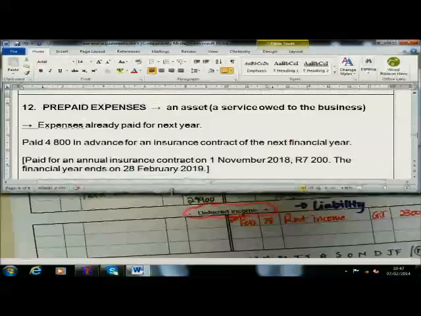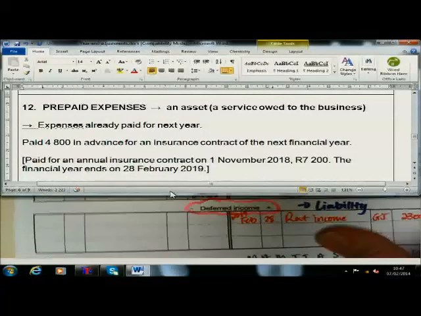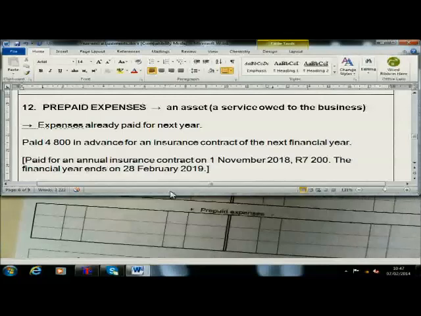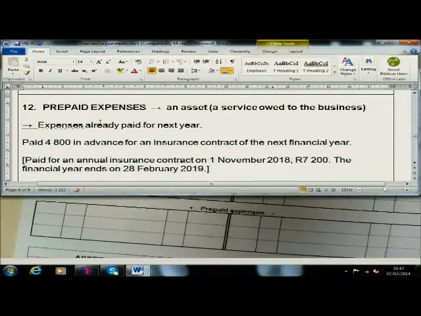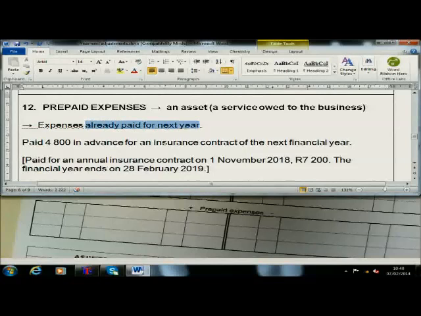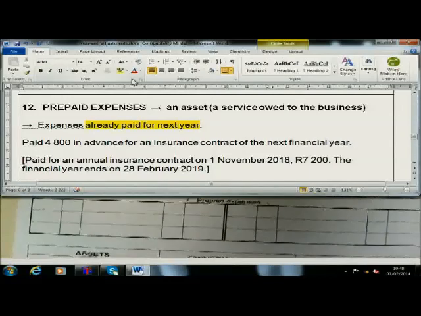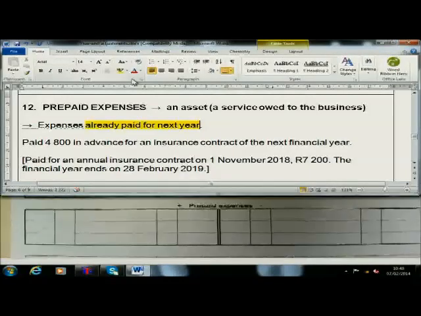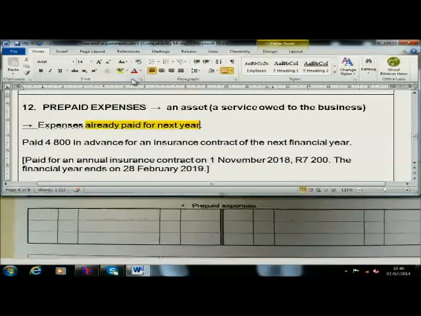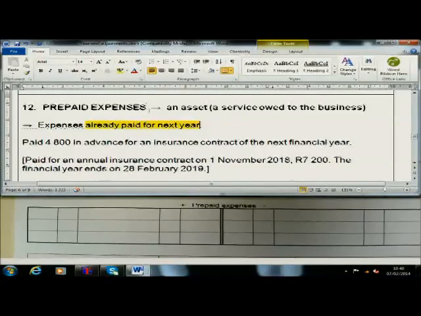Prepaid expenses. Expenses already paid for next year. We already pay for next year. This is an asset because somebody owes us a service. We already pay for a month for the next year. We didn't receive the service yet, so that means that it's a prepaid expense. That is an asset for the business.